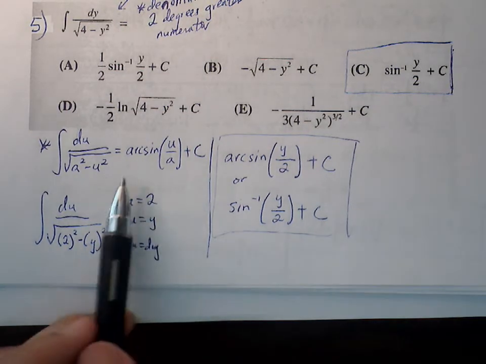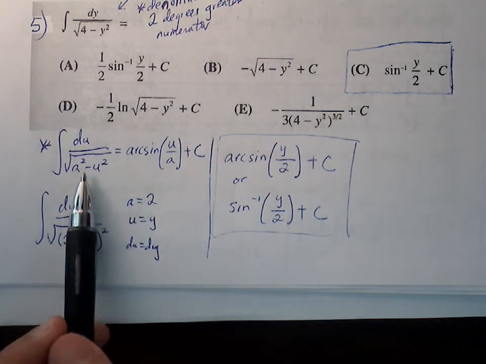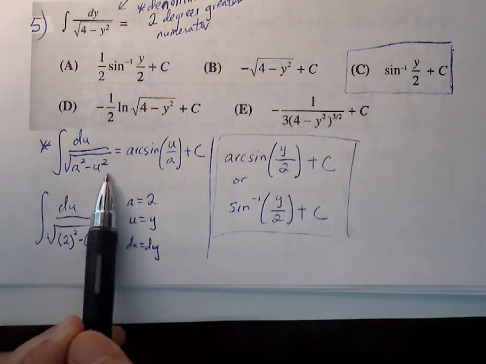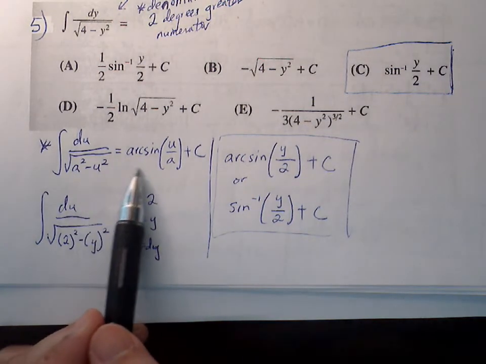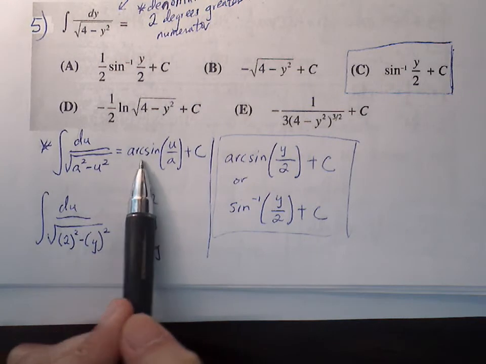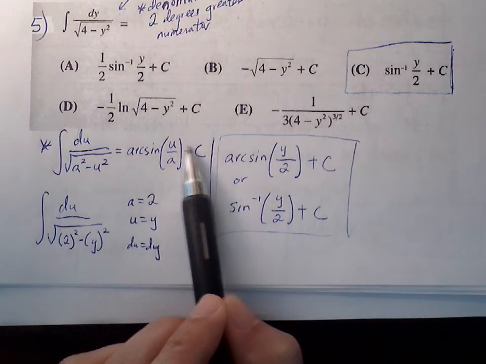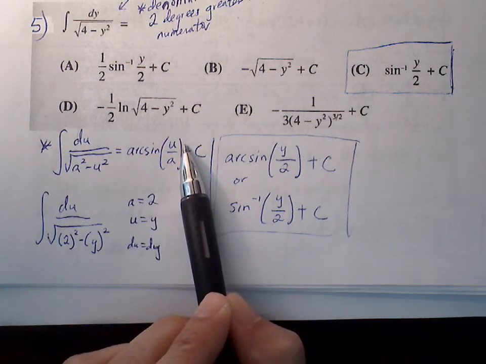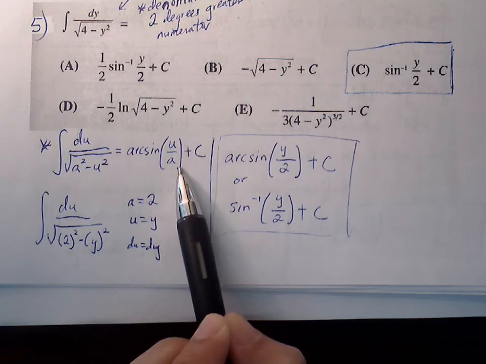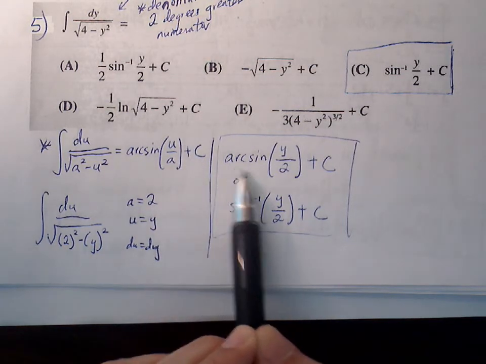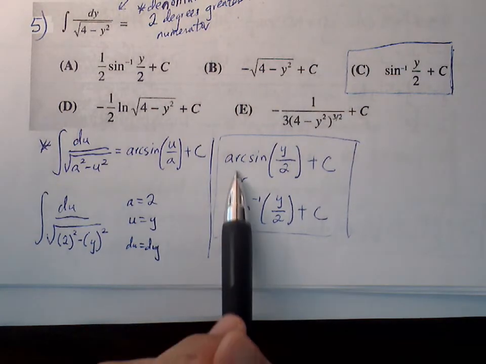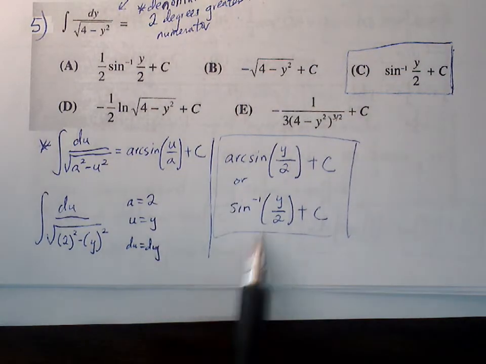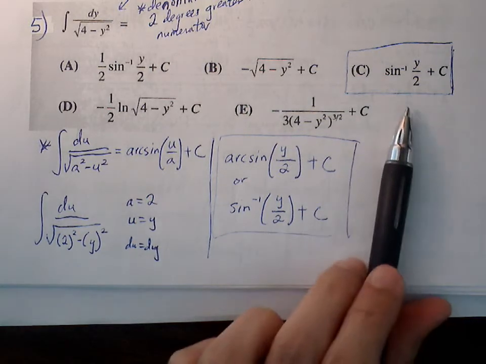If we make those substitutions back in terms of a and u, this is what we have. And it matches perfectly, no coefficients to keep track of. We can then apply our integral rule. So integral becomes arcsine. U is y in this case. A is 2. So arcsine of y over 2 plus c is our antiderivative. Or you can rewrite arcsine as inverse sine of y over 2 plus c. Answer choice C.